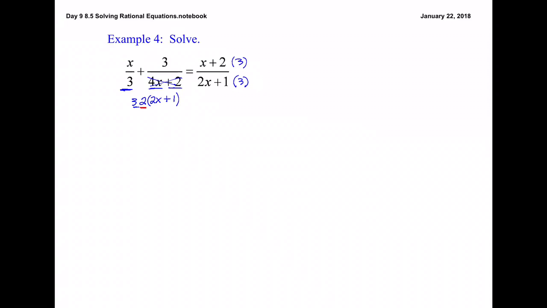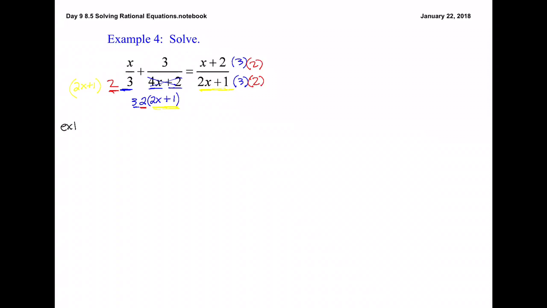This ratio has a 2. My first ratio is missing a 2. My last ratio is missing a 2. This middle has a 2x plus 1. We're missing a 2x plus 1 in our first ratio, and we have a 2x plus 1 in our last.